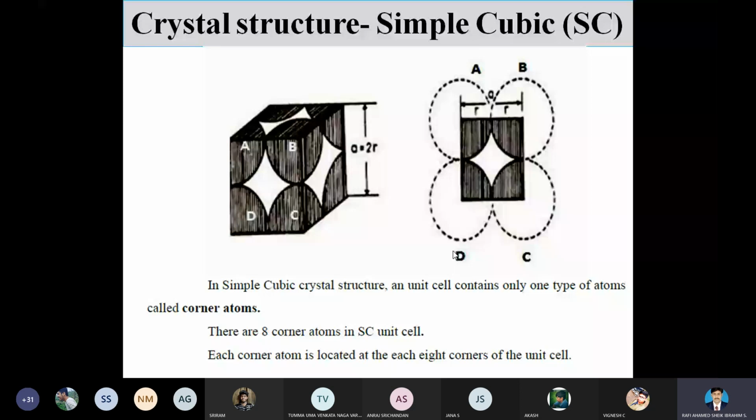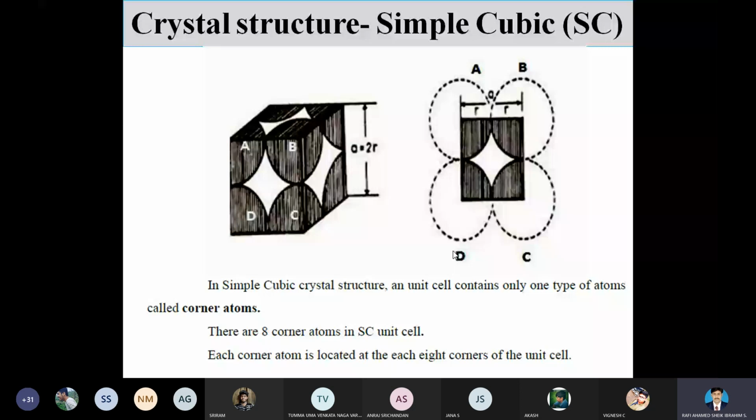In simple cubic crystal structure, a unit cell, we are not going to consider an entire structure. We are going to consider a block, a small region. For that small region, we are going to measure the parameters. So those parameters will define the total crystal structure. So that's why we are starting like this.